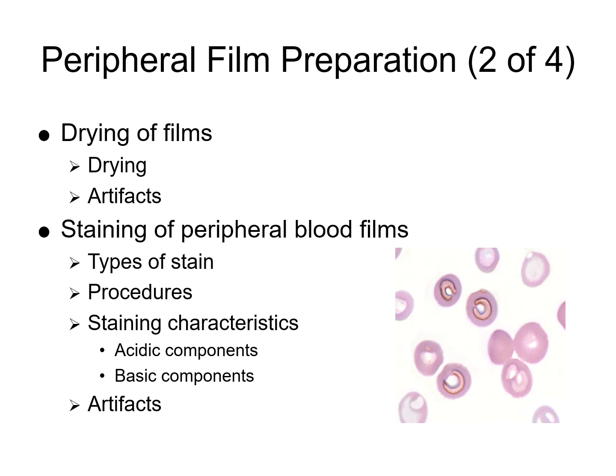Some artifacts in staining can occur due to improper staining techniques, including overstaining, understaining, precipitate formation, or uneven staining. These may mimic or obscure cellular abnormalities, so proper techniques and quality control are essential.